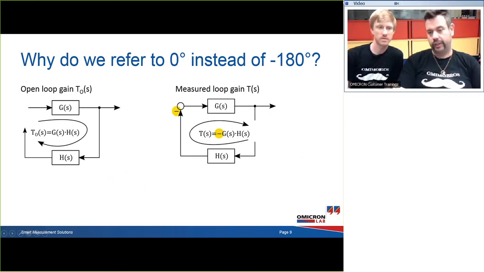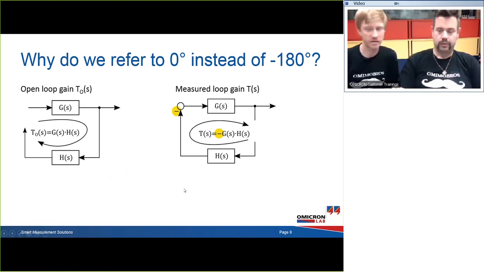In our case, we break the loop or we inject our signal directly into the compensator, then it travels via this subtractor back to the plant and then comes back at the output. And therefore, we have this minus in, and the minus is 180 degree phase shift. Therefore, from minus 180 degree, we come to 0 degree. Therefore, we have to reference all our measurements to 0 degree. And I think this is quite easy to imagine.